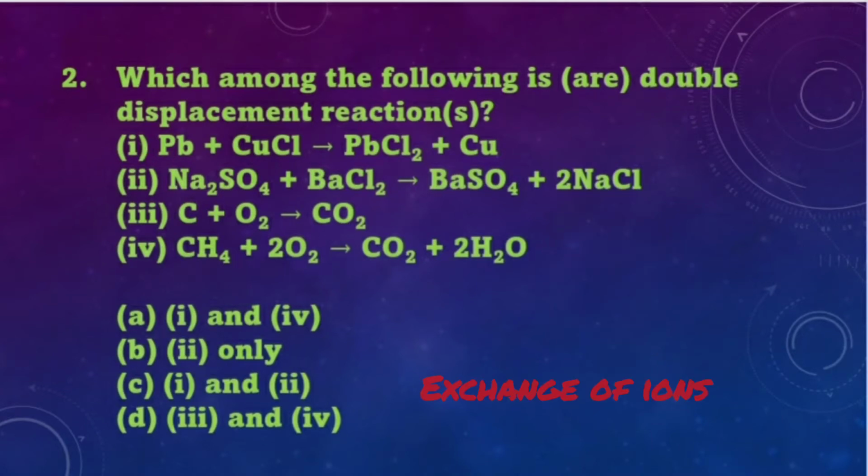In double displacement reaction, there is exchange of ions. So the answer will be option B, that is Na2SO4 plus BaCl2 gives BaSO4 plus 2NaCl.